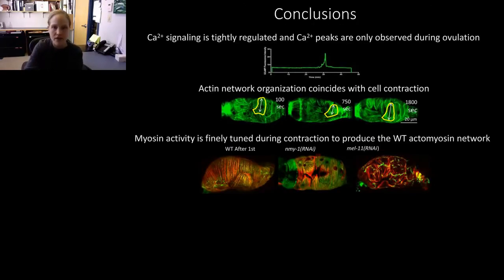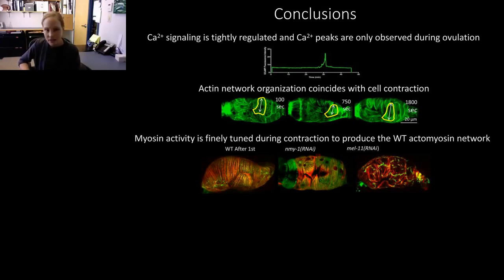Okay, so in conclusion, what I've shown you today is that calcium signaling is tightly regulated during ovulation. So we only see those peak calcium transients produced really at the onset of tissue contraction. Additionally, what I've shown you is that actin network organization coincides with contraction. So cell stretch itself, while required to initiate contraction, is insufficient to align the network. So it isn't just that I've taken this isotropic network and then pulled on it and that is what's causing the alignment. Instead, it's a very active process and requires myosin.